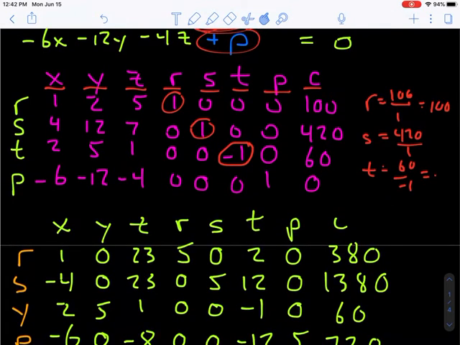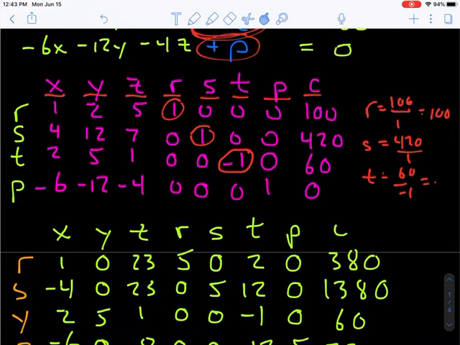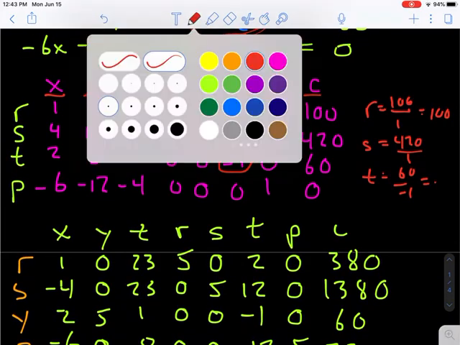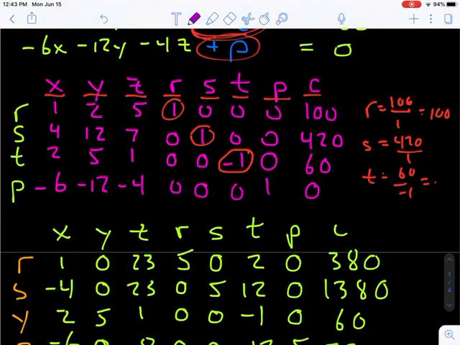So because we have this negative active variable, we have to do this thing called phase 1. And so I'm going to highlight the T row because that has a negative active variable.